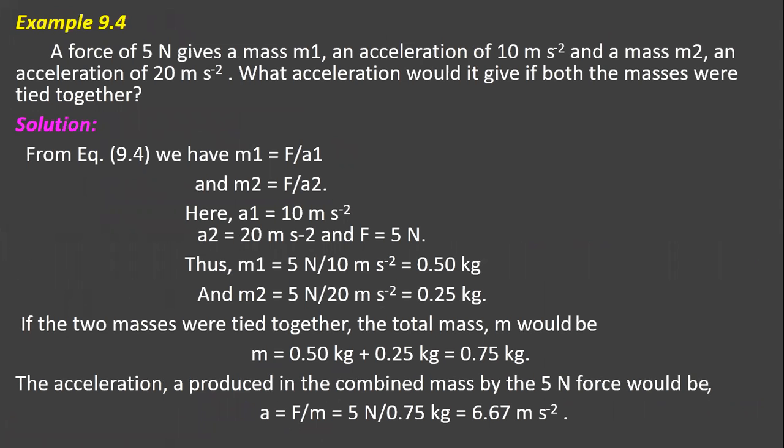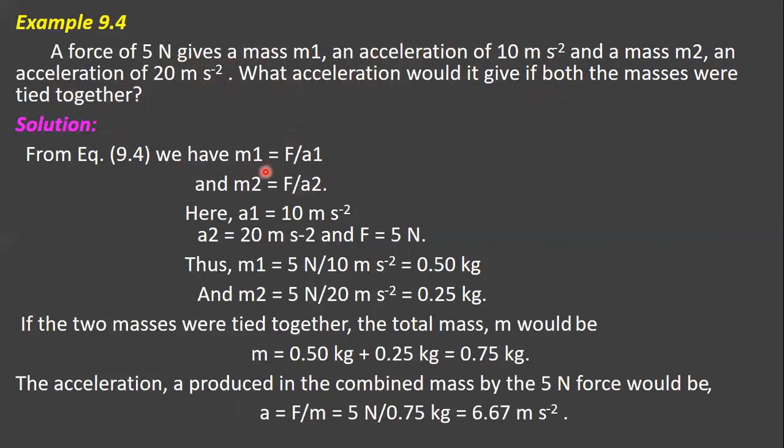Next, fourth one, children. A force of 5 Newton gives a mass m1 an acceleration of 10 meter per second square, and a mass m2 an acceleration of 20 meter per second square. Now, what acceleration would it give if both the masses were tied together? See children, here a force of 5 Newton gives a mass m1 an acceleration of 10 meter per second square, and a mass m2 an acceleration of 20 meter per second square. You have to find what acceleration would it give if both the masses were tied together.